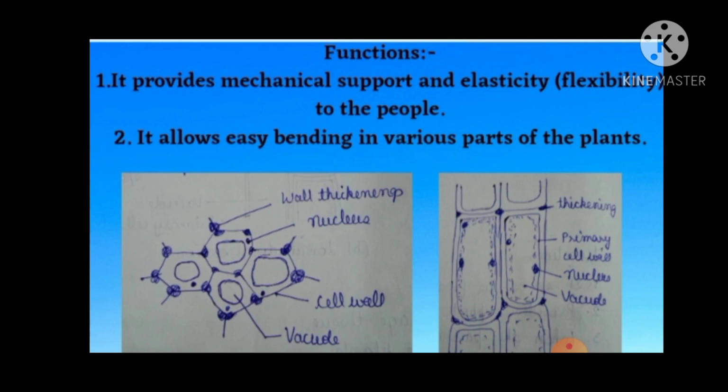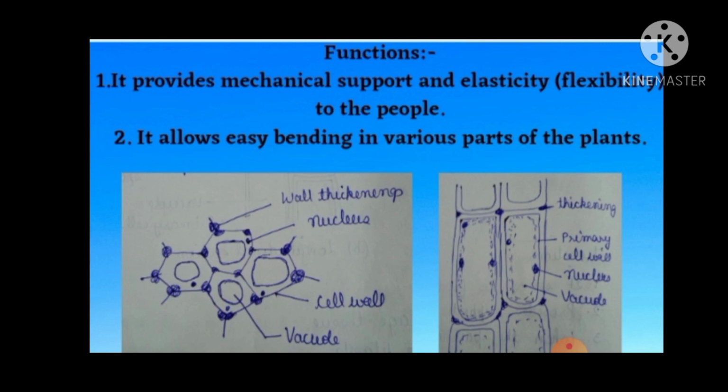Now let us study its structure from the two diagrams. One is the transverse section and another is the longitudinal section. In the transverse section, you can clearly see cell wall thickenings present in the cells of the collenchymatous tissue, and this thickening is made up of pectin. You have to remember the name. The thickening is made up of pectin, and you can clearly see the nucleus, cell wall, vacuole, etc. in both the diagrams.